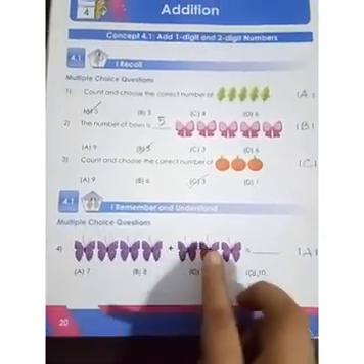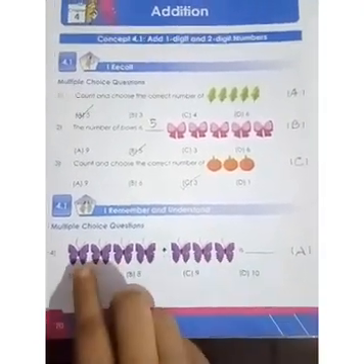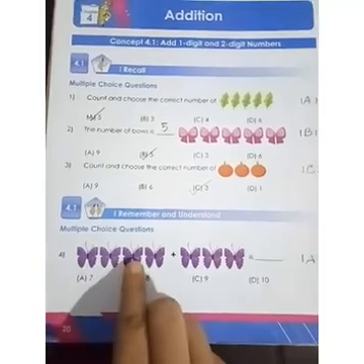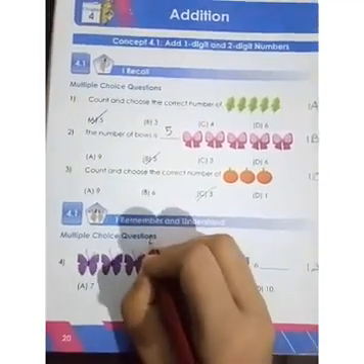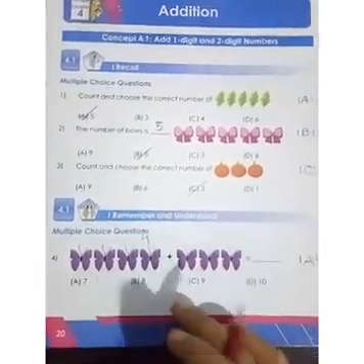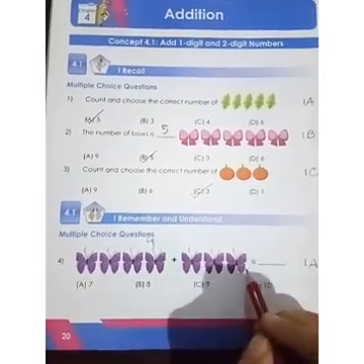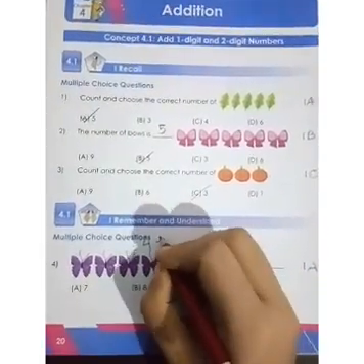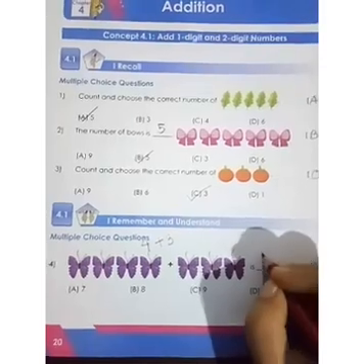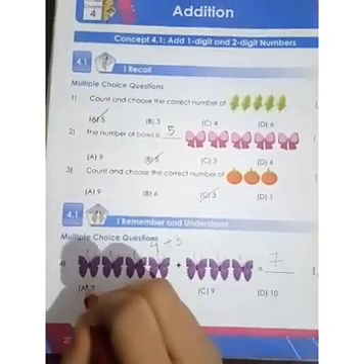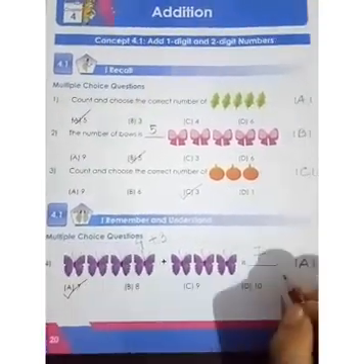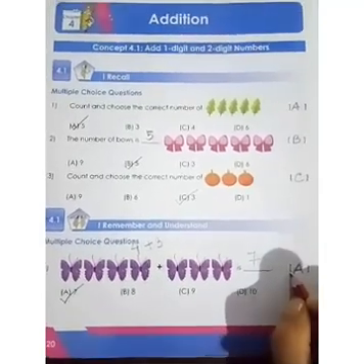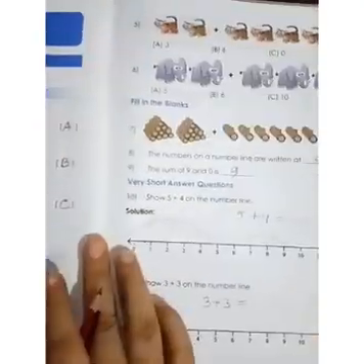Okay, there are 2 sets of butterflies. First set is 1, 2, 3, 4. What is that? 4. Okay, I'll write 4 here. What is the second one? 1, 2, 3. So I'll write plus 3. What is the answer? 7. What is the 7 here? Here A. So I have written in the bracket A. Okay, let us go to the next question.